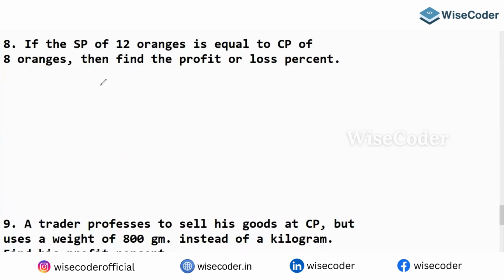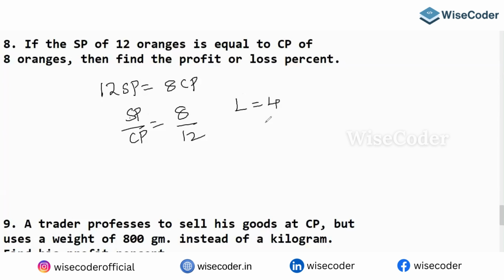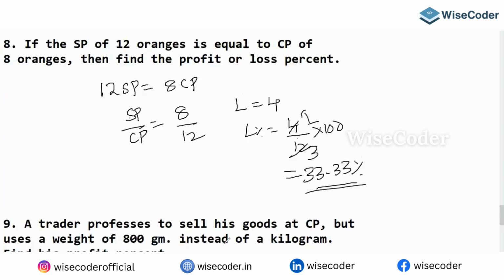In a general way, you can do it. How? 12 SP equals 8 CP. So from this, what can you write? SP by CP equals 8 by 12. Done. Your cost price is 12, your selling price is 8, so you are in loss. Loss of how many? 4 rupees. Loss percentage is loss by CP. What is CP? 12 into 100. So 4 ones are 4, 4 threes are 12. What is 1 by 3? 33.33%.